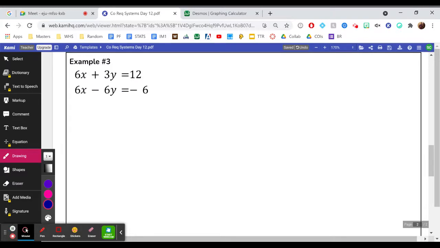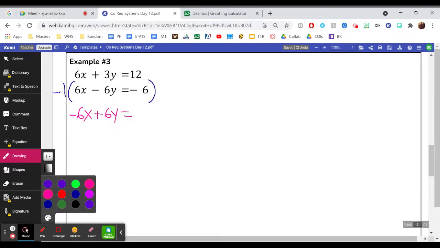And again, in example number 3, I have no zero pairs. So I have been multiplying the top equation. Now let's multiply the bottom one by -1. So that's going to give me -1 times positive 6x. I'm going to change the sign, so -6x. -1 times -6y, that's going to be, again, changing the sign, so plus 6y. Is equal to the opposite, so now I have a positive 6. Okay, and I'm going to rewrite my first equation down here, so 6x plus 3y is equal to 12.